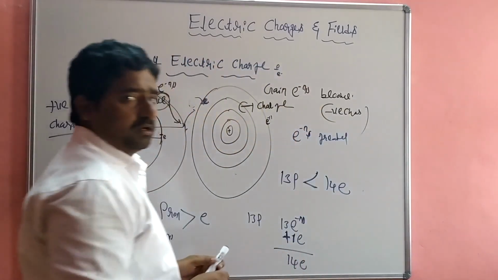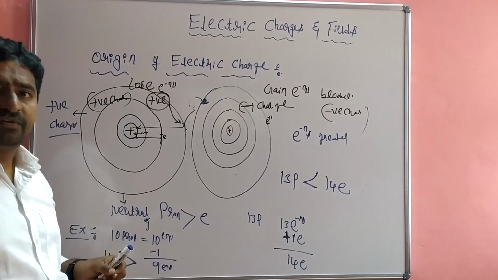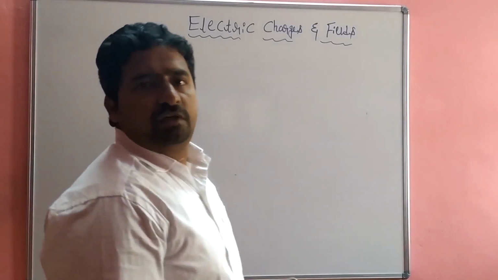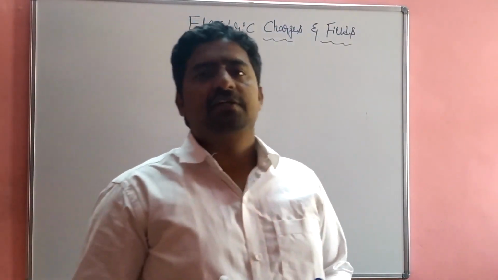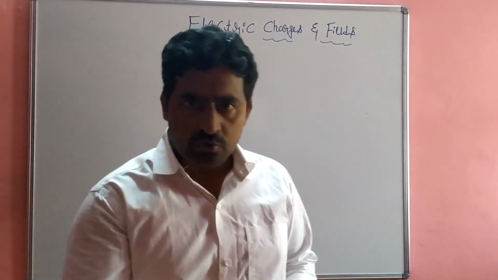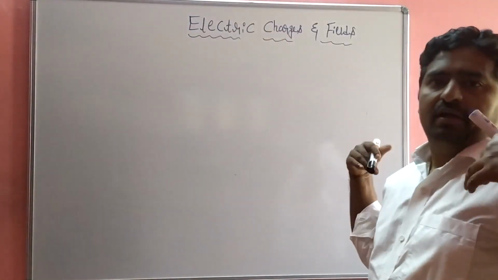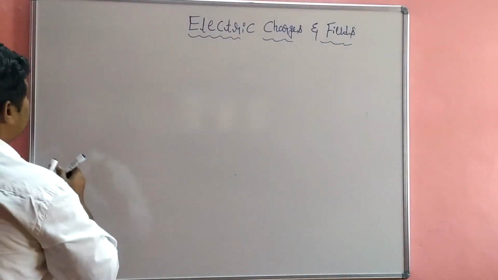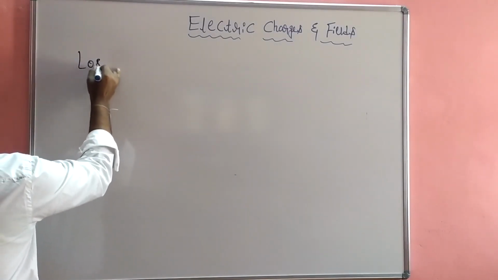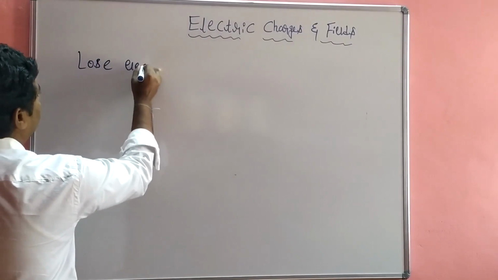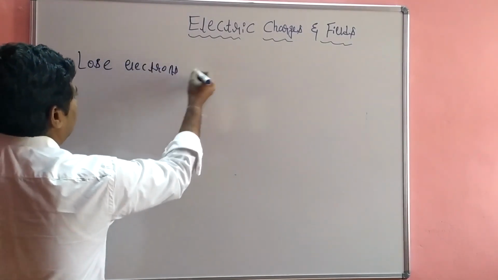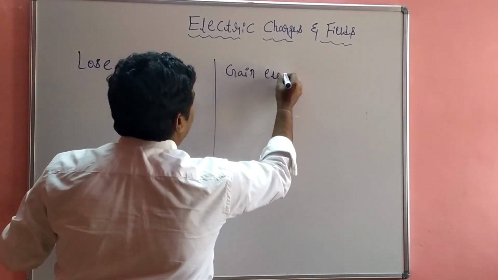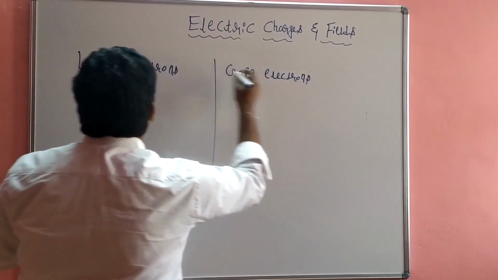So the category is bifurcated into two types of charges. Some substances or materials have the property to lose electrons, and some substances gain electrons. So which are the materials that lose electrons, and which gain electrons?